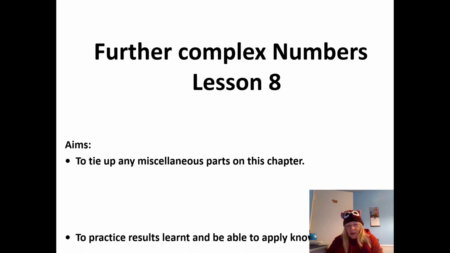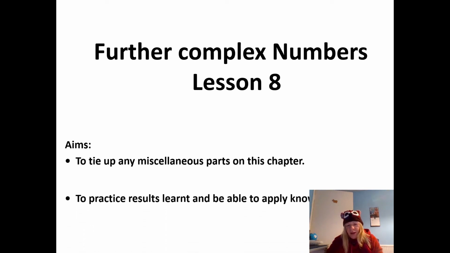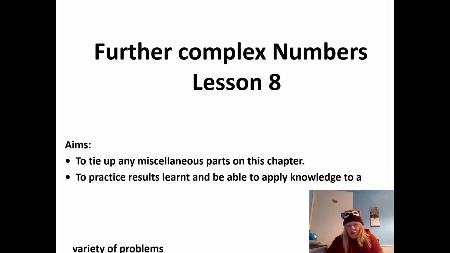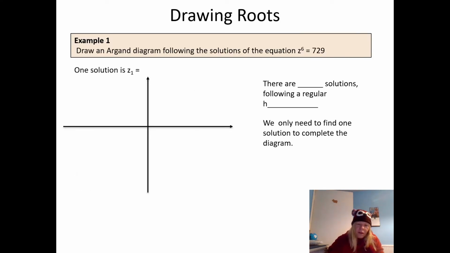So we're going to tie up any miscellaneous parts from this chapter, and we're going to practice results learnt and be able to apply knowledge to a variety of problems. Here we go. Problem number 1. Draw an Argand diagram for the solutions of z to the 6 equals that number there. Right. Well, we know there's going to be 6 roots because it's z to the 6, hopefully.